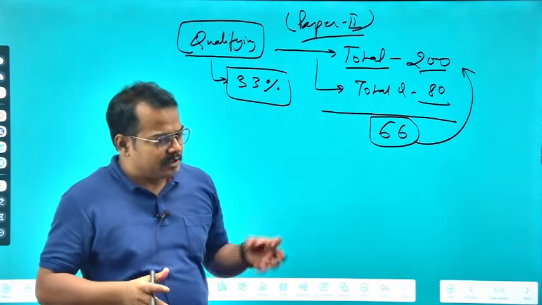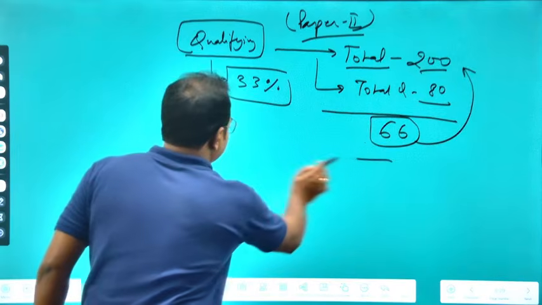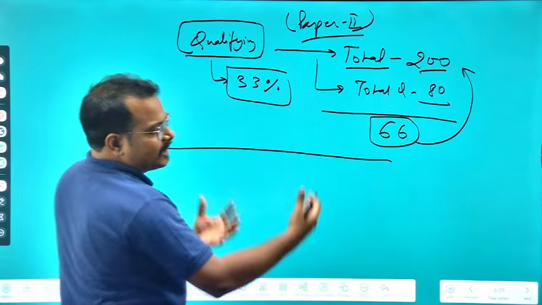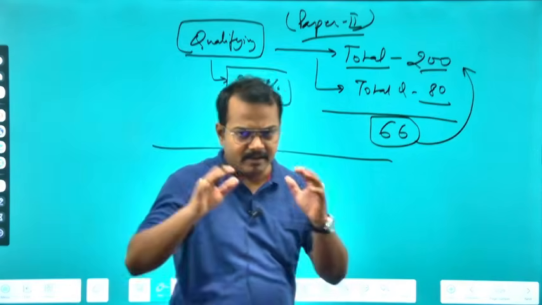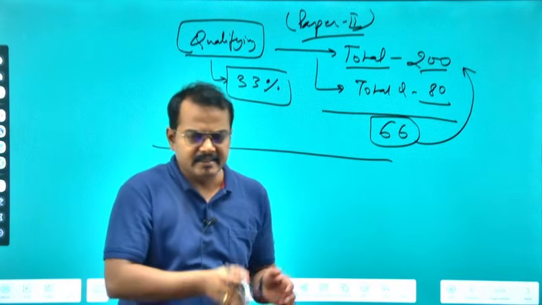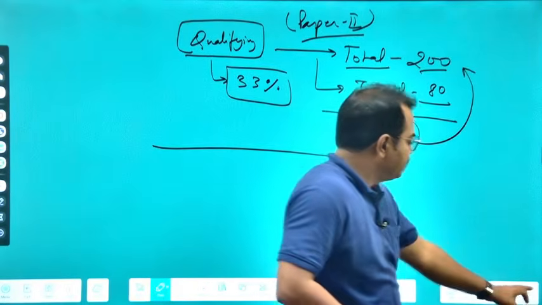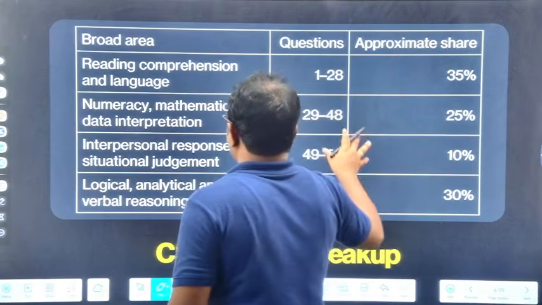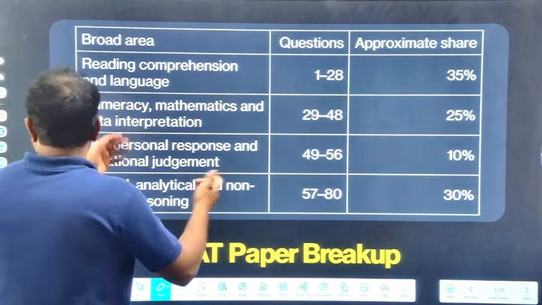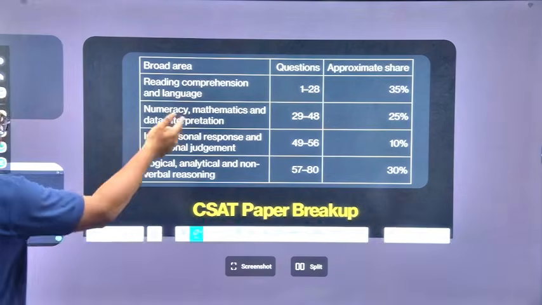Now I want to discuss what the basic segments involved in this paper are. Maths is there, then reasoning is there, then there is comprehension. So what are the basic segments present in this paper? I have the paper with me. Let me show you first.